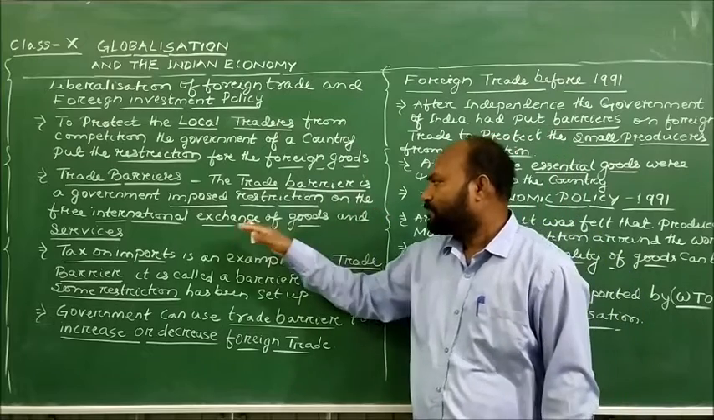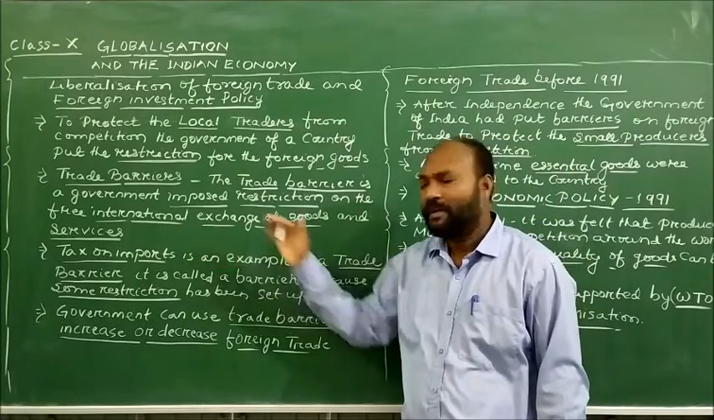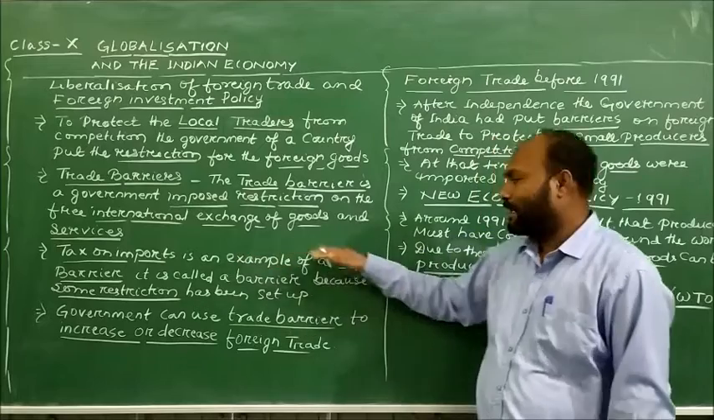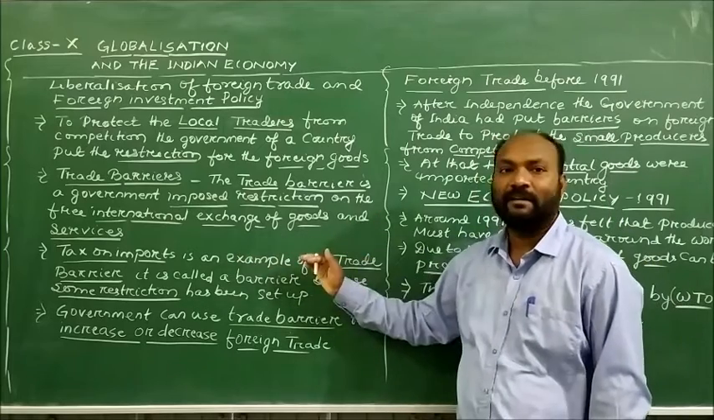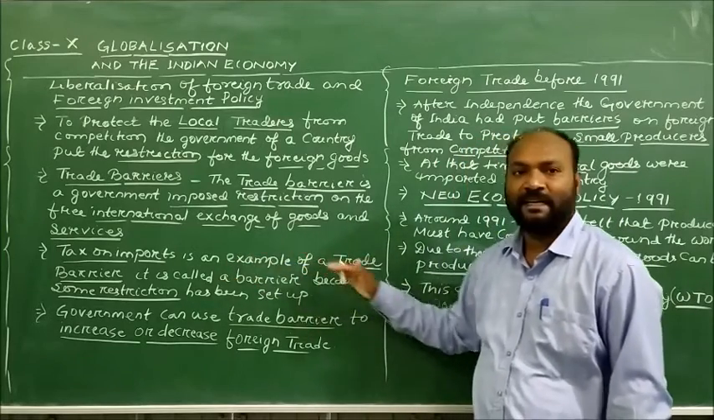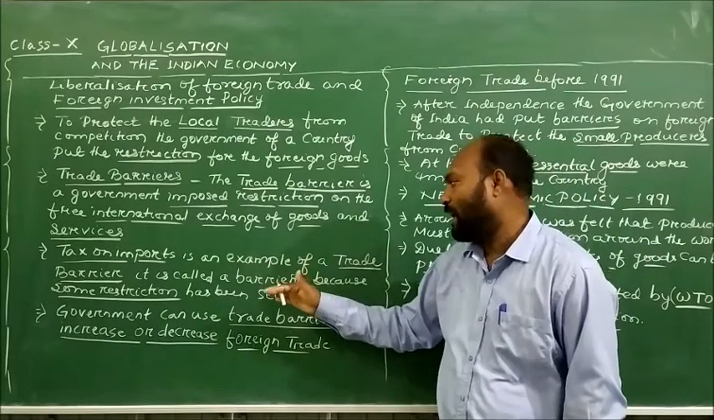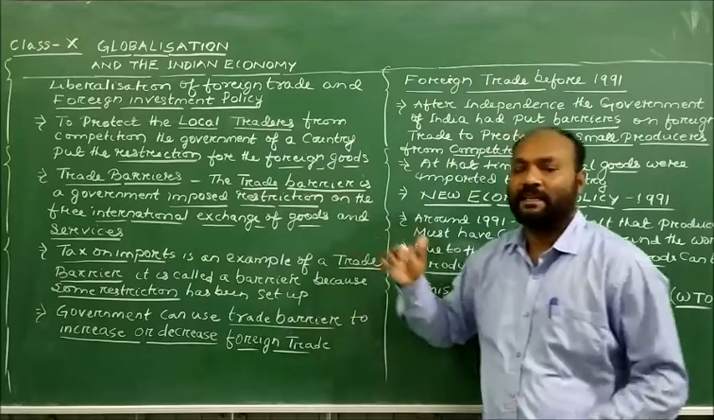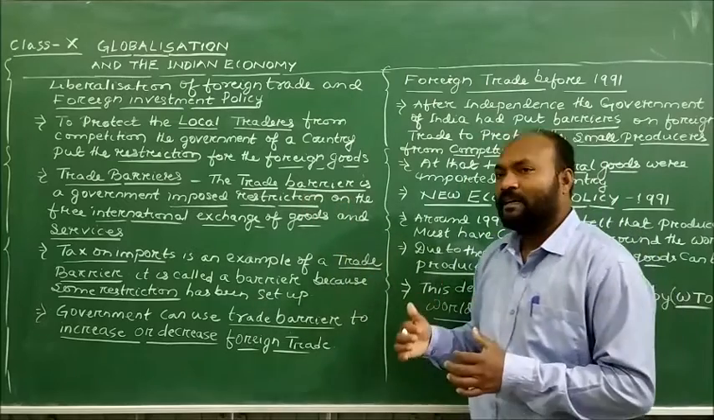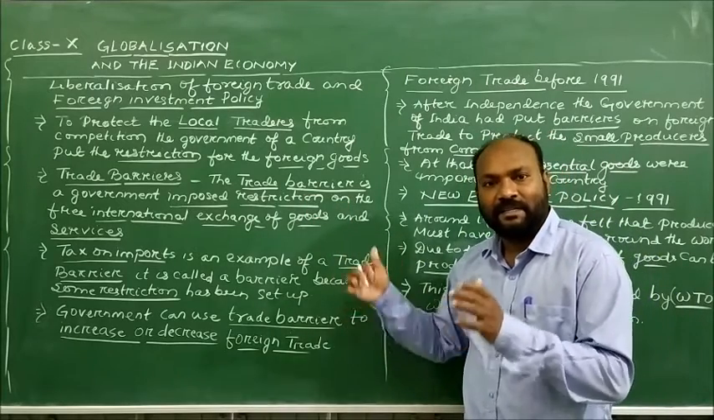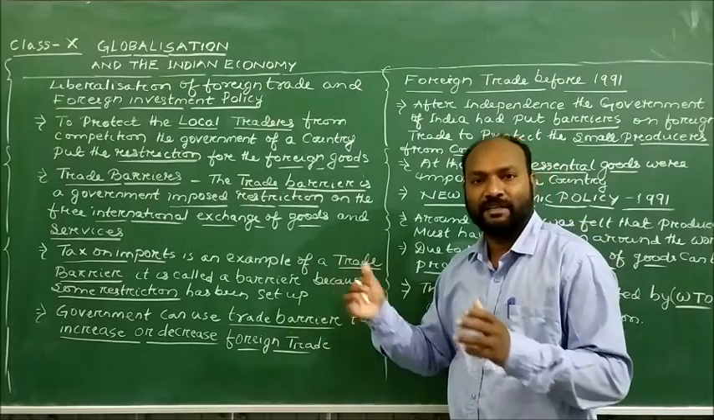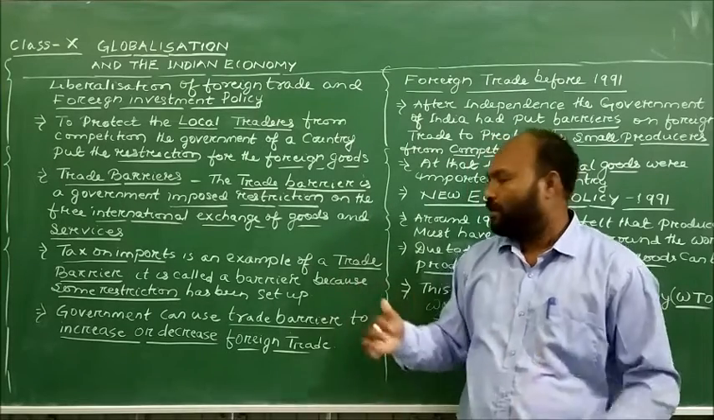What is called a tax on imports? It is an example of a trade barrier, and it is called a barrier because some restrictions are set up by the government. Why is the government setting this barrier? It is to protect the small producers.